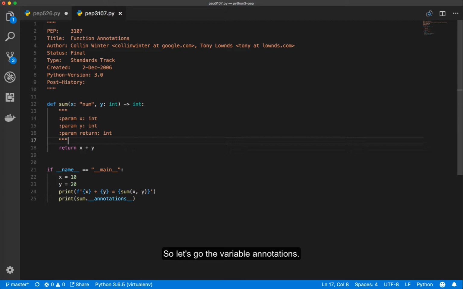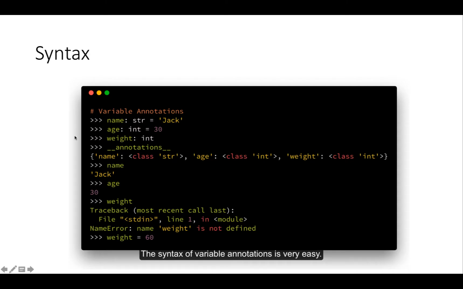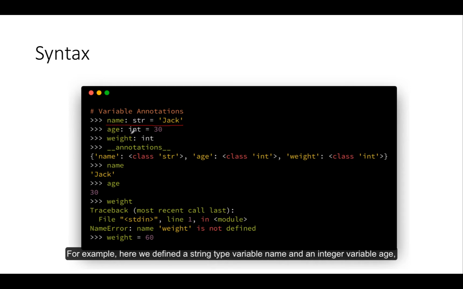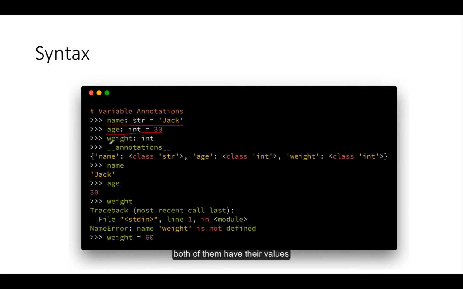So let's go to the variable annotations. The syntax of variable annotations is very easy, just like the function argument annotation. We can use a colon followed by the type of the variable to point out what kind of data structure this variable holds. For example, here we defined a string type variable name and an integer variable age. Both of them have their values, but there is an exception for weight.